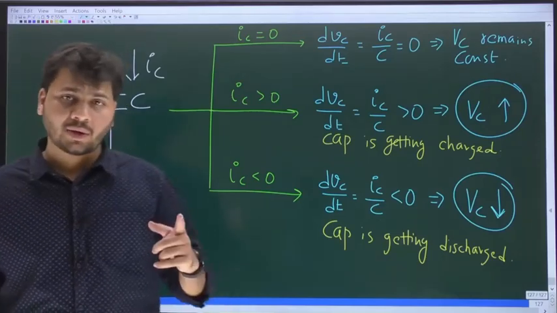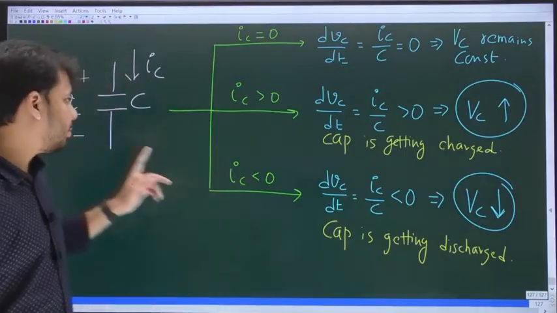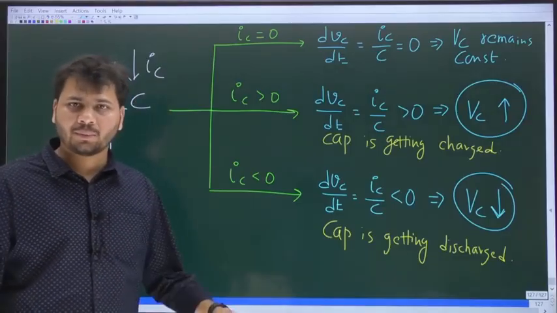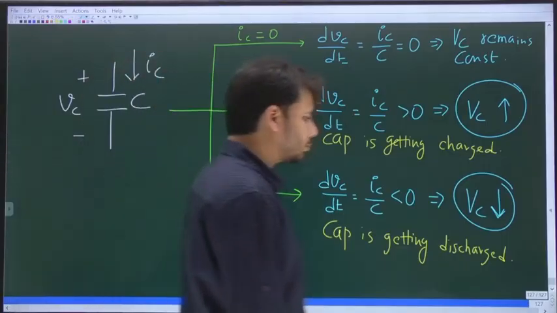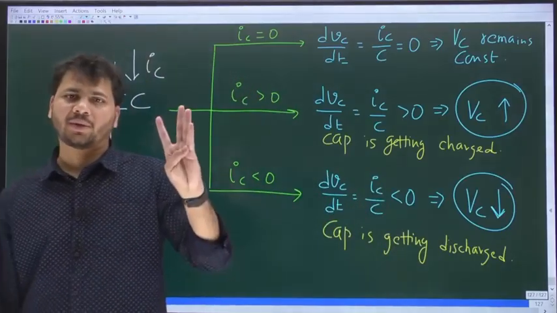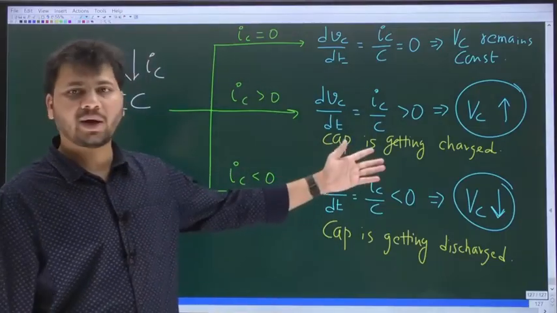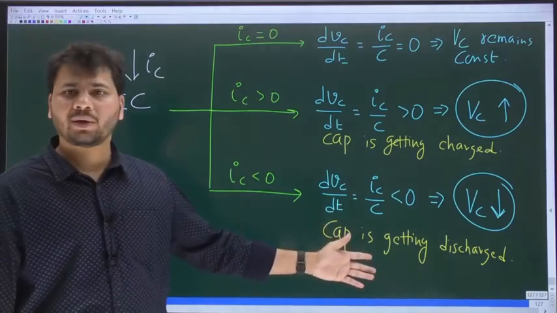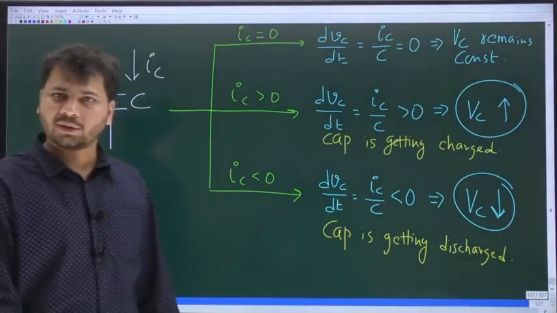Positive current flowing from plus to minus, the cap will get charged. Positive current flowing from minus to plus, the cap will get discharged. I hope these two statements are clear. So for the cap, there are three possibilities: either the voltage will remain constant, or it might get charged or discharged. It gets charged when you have a positive current flowing from plus to minus, and discharged when you have a positive current flowing from minus to plus.